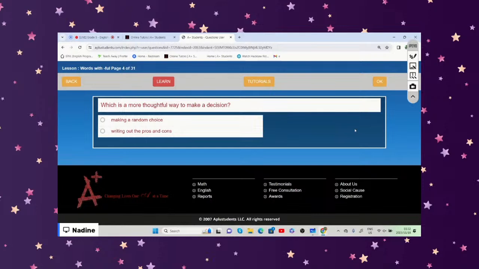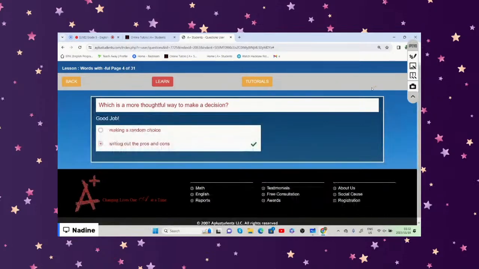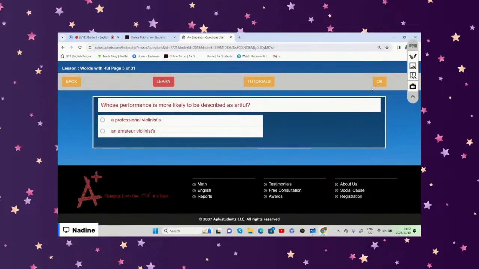All right, so which is a more thoughtful way to make a decision, we can say it is to write your pros and your cons, which is your second one. Because if we're just going to make a random choice, then it means that we might just choose anything that might not be correct, or you might just regret it. So well done. Writing out pros and cons, great job, is the correct way.